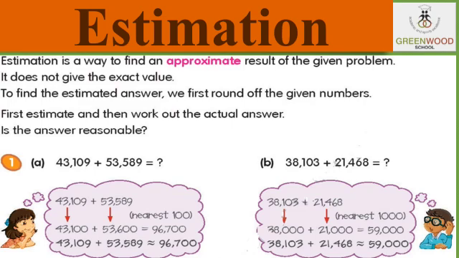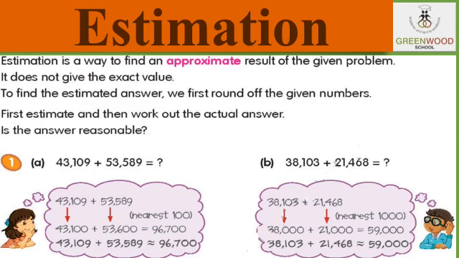Let's see an example. In the first number, round the numbers to the nearest 100. Then the first number becomes 43,100 and the second number becomes 53,600. Now if we add both numbers, we get the answer 96,700, which is not the actual answer but it is known as estimated answer.